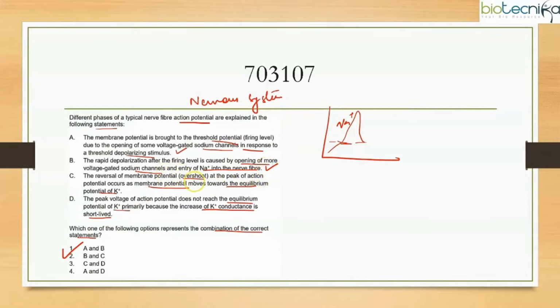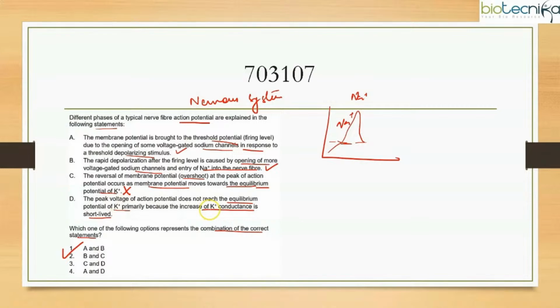C says the reversal of membrane potential, where after depolarization it becomes repolarization, or the overshoot at the peak of action potential, occurs as membrane potential moves towards the equilibrium of potassium. No, that is not correct. First it will try to move towards the equilibrium of sodium, but it will not reach. So that part of statement C, towards the equilibrium potential of potassium, is incorrect.